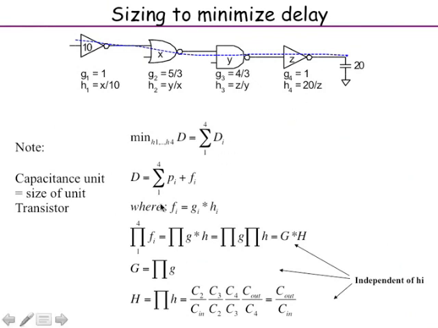Now let's look at an analytical approach. This problem is fortunately solvable in a simple analytical way, that is, a formula will tell you what the answer is. So we'll just expand D to be Pi plus Fi. Fi is just a new notation for this product G times H, logical effort times electrical effort. We are replacing it with the variable F, which we call the fan out.